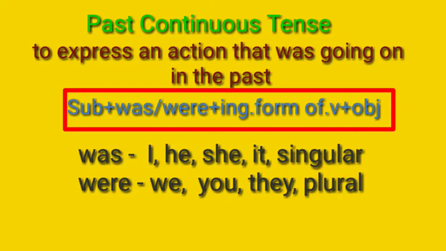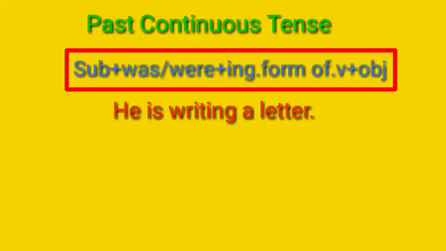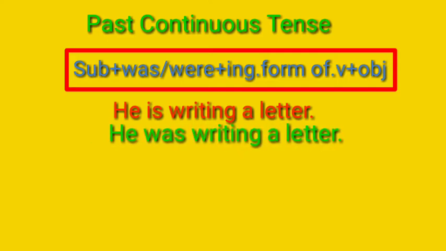Now let us take the same example. He is writing a letter. The tense of this sentence is present continuous tense. Let us change this one into past. Then subject is he. Then was or were. Here he is singular, so we can use was. He was, then ing form of the verb, writing. Okay, he was writing a letter, object.